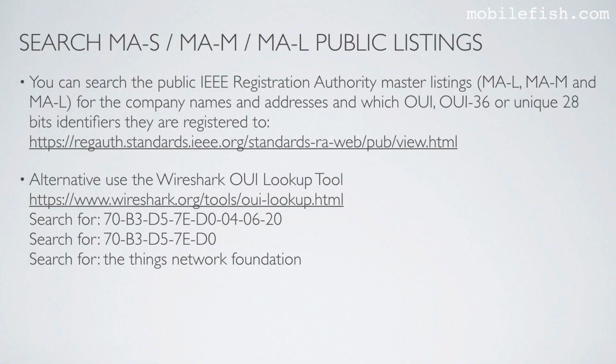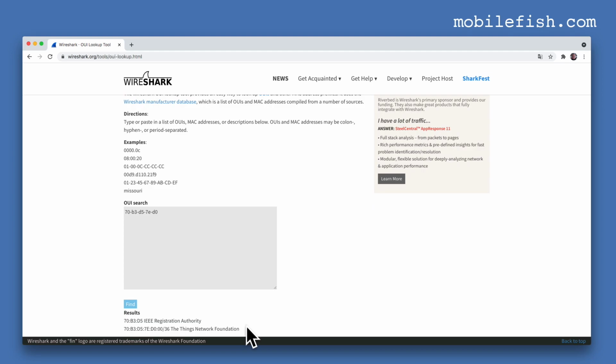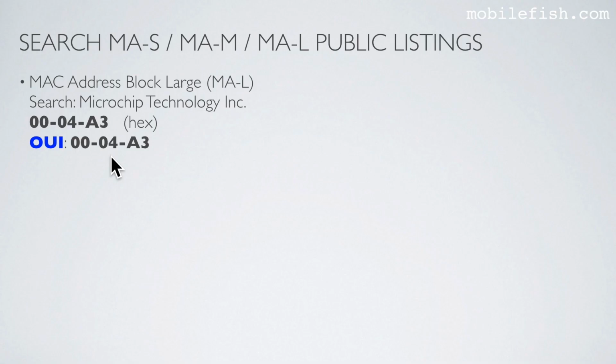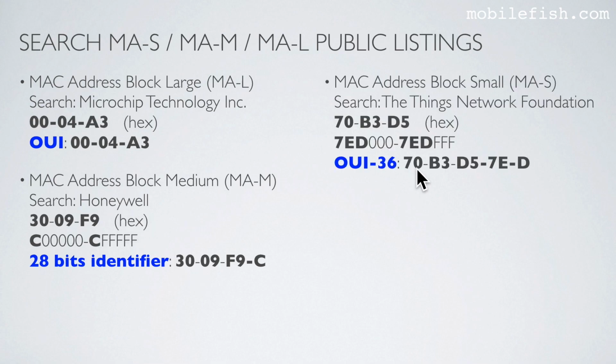Alternatively, use the Wireshark OUI lookup tool. Enter the OUI-36 value and press the button Find, and here you can find the results. Here are some examples. This OUI is assigned to Microchip Technology Incorporated and is part of the MAC address block large. This 28-bit identifier is assigned to Honeywell and is part of the MAC address block medium. And this OUI-36 is assigned to the Things Network Foundation, which is part of the MAC address block small.